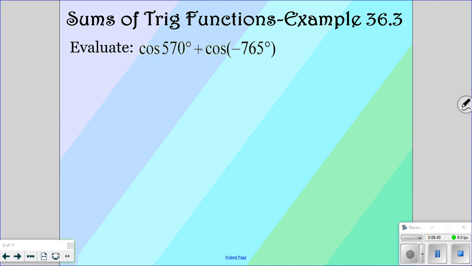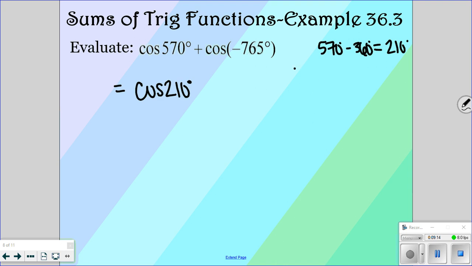So this number is over 360, and we haven't dealt with ones that are over 360. So we're going to take 570, and we're going to subtract 360 degrees. And if you do that, that'll give you 210 degrees. So the cosine of 570 is the exact same thing as the cosine of 210 degrees.